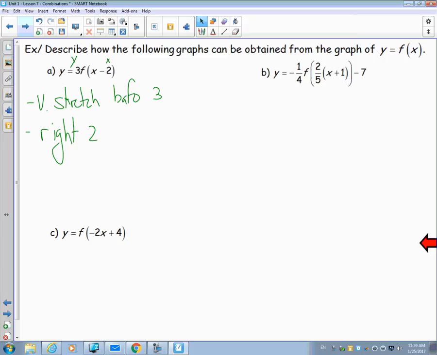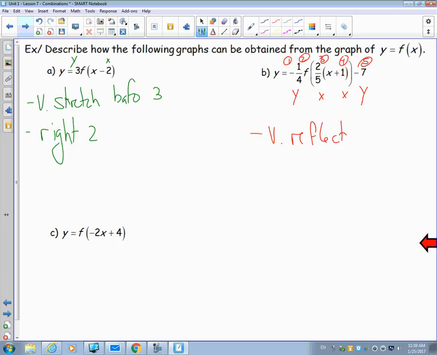Okay, let's try the next one. I've got all kinds of parts and pieces going on here. There are actually 1, 2, 3, 4, 5 different things going on. Y things outside, X things inside. So let's work with the negative sign first. What does that do? That's a vertical reflection. The 1/4, that's a Y thing, so it does what it looks like. It's going to compress. It's going to multiply everything by a factor of 1/4.